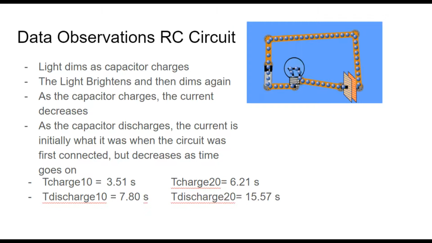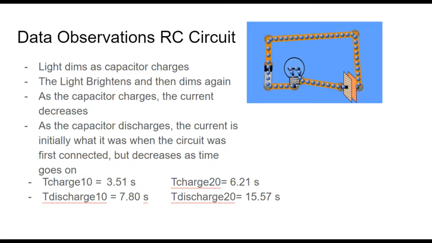Moving on to the RC circuit. When the capacitor, the battery, and the resistor or light bulb were all connected, the light immediately lit up and began to dim as the capacitor charged. Once the capacitor was charged and the battery was disconnected, the capacitor began to discharge. The light immediately brightened and then began to dim again.